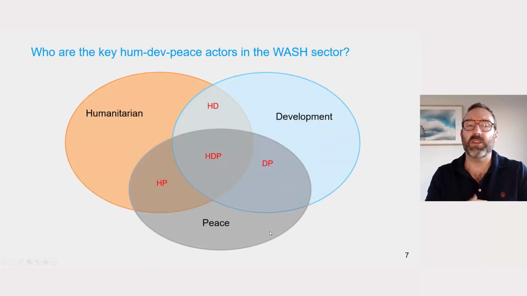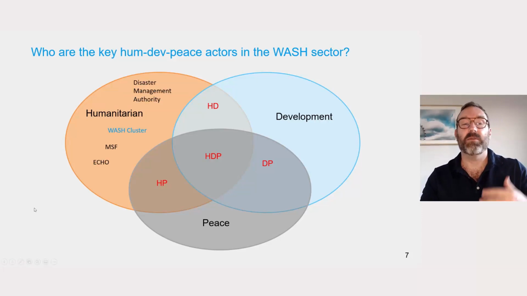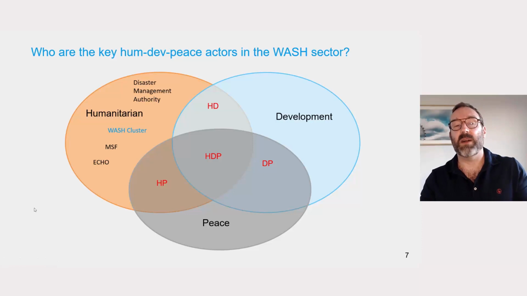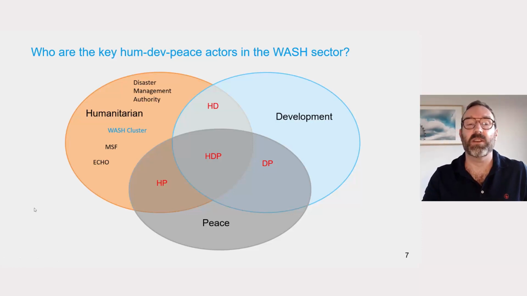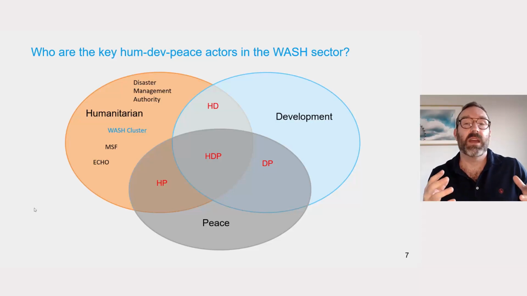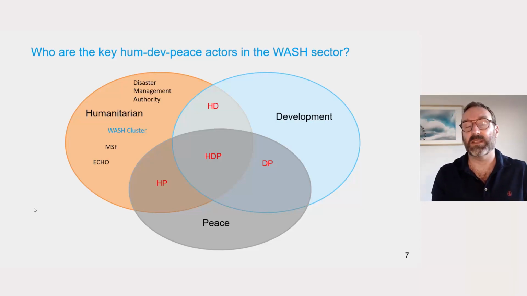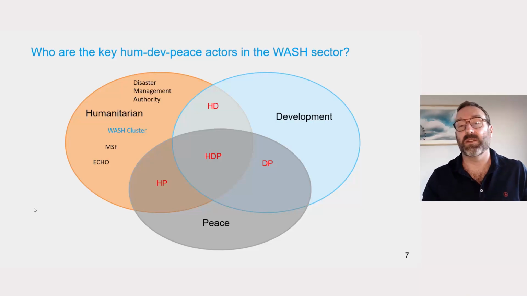So who are the key humanitarian development peace actors in the WASH sector? On the humanitarian side, we have government departments working at the national and subnational level, such as the Disaster Management Authority. We have coordination structures, such as the WASH cluster, which can sometimes be led by government, sometimes led by UN agencies or NGOs, or a combination of all of those. And then we have NGOs who have a specific humanitarian mandate, such as MSF, and donors such as ECHO.